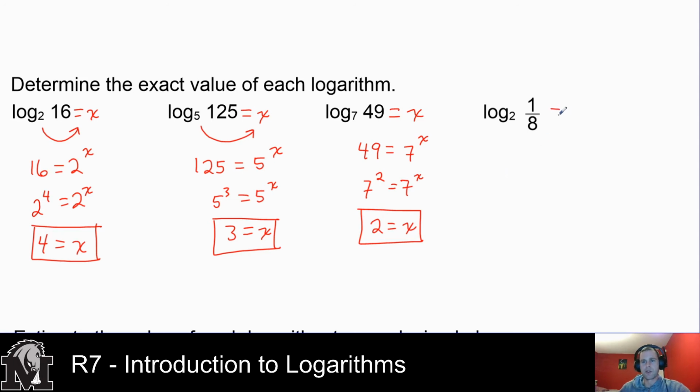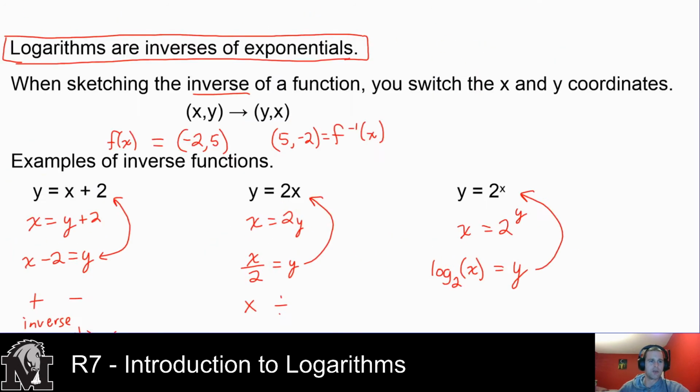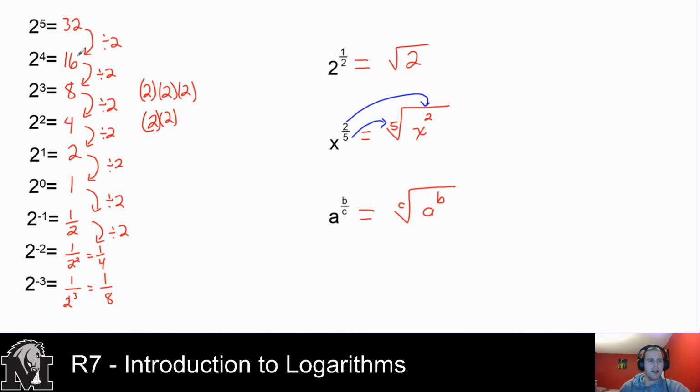Now this last one is the most tricky because we have a fraction. But the process remains the exact same. The base moves to the other side, so 1/8 equals 2 to the power x. Now the tricky part is figuring out how 1/8 can be expressed as 2 to the power something. Now I'm going to scroll way back up near the top here, and each time we move down, we divide it by 2 in our list here. So 2, 1, 1/2, 1/4, 1/8. Because 8 is 2 to the power 3, and a negative exponent just takes the reciprocal, so 2 to the power negative 3 is the same as 1/8.